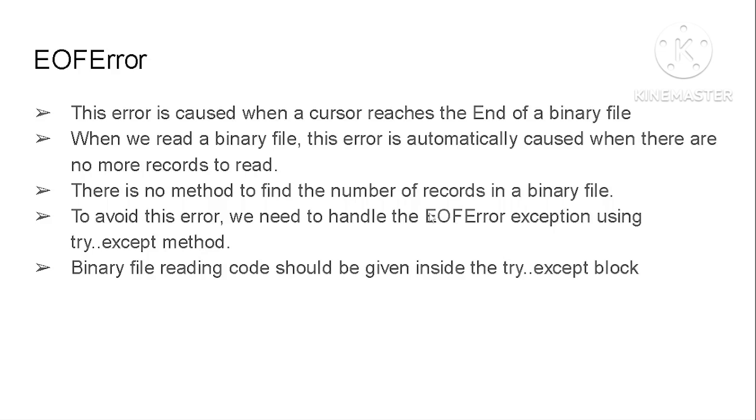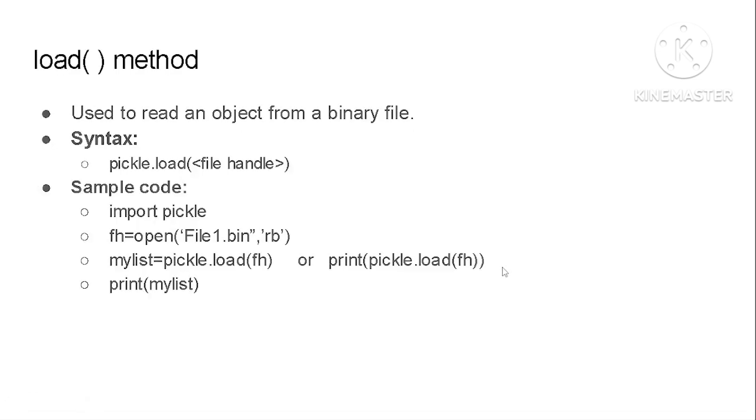So whenever we read a binary file, we have 100% chances of getting an exception. In that case, the binary file reading has to be done within a try except block, in order to handle that exception. Only then you can easily read it. So how will you read a record? There is a method called load. So pickle.load and within brackets give your file handle. One object will be read at a time.